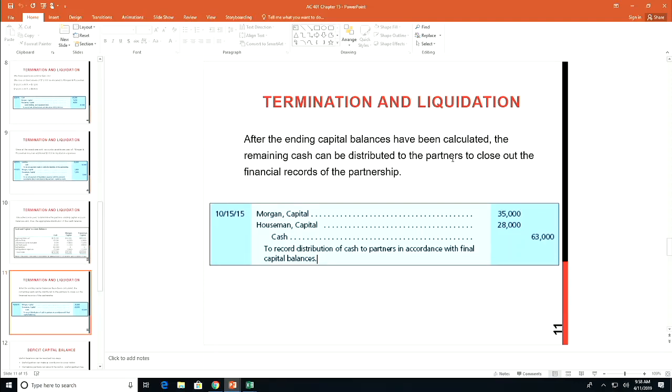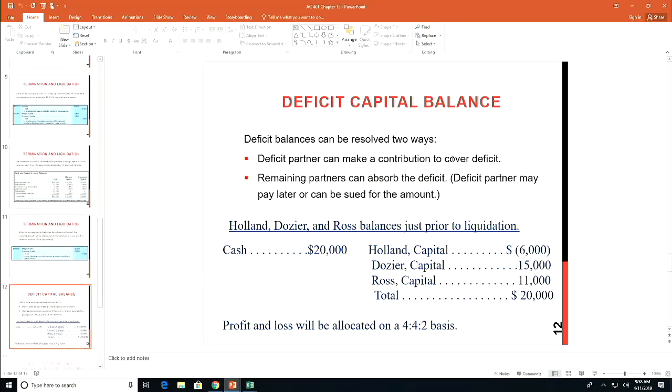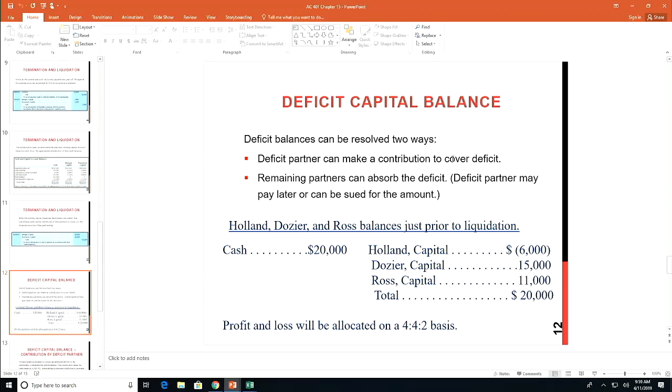But I'm telling you another scenario. What if we see we have some deficit partner? So this is another example. We did all these steps. We sold all non-cash assets. We paid liabilities. We paid liquidation expenses. After doing all these background journal entries, this is the scenario.